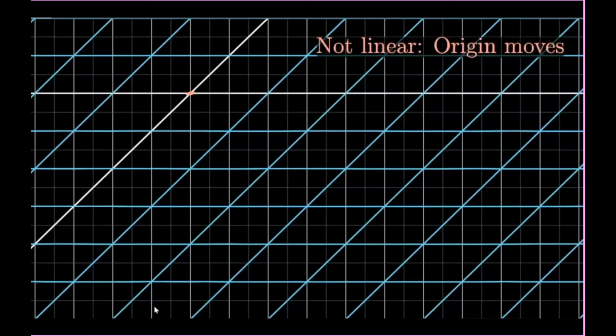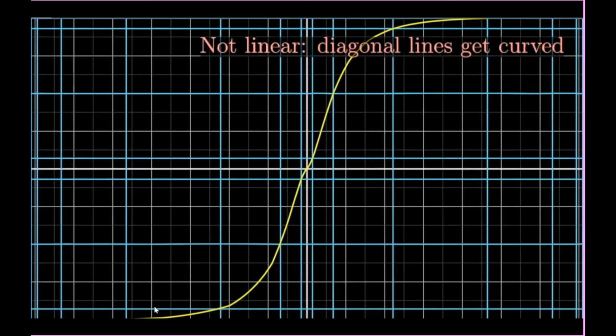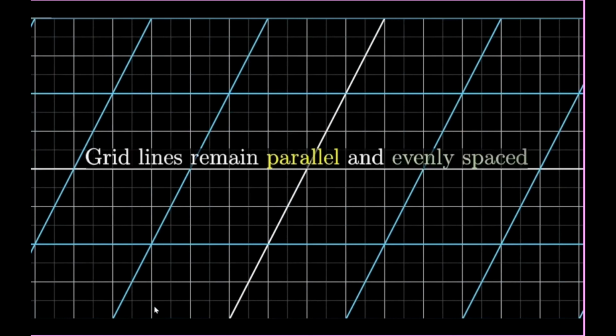So in this example, you see the origin is fixed, and lines stay lines after transformation. Whereas here, the line becomes converted into a curve. Again, it's not a linear transformation. So here, lines stay lines and the origin is also fixed, so this transformation is referred to as a linear transformation.